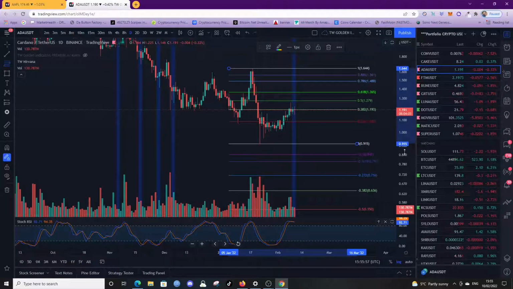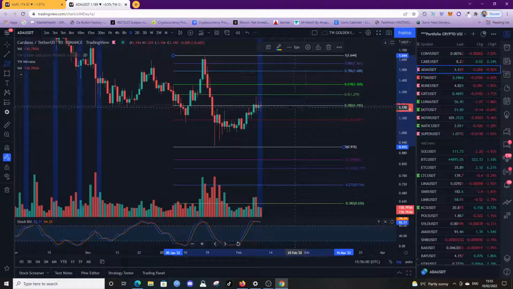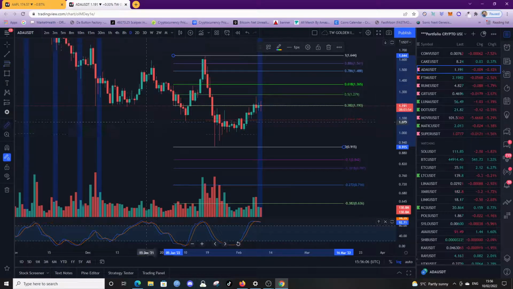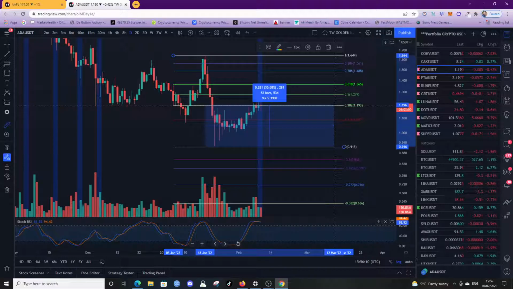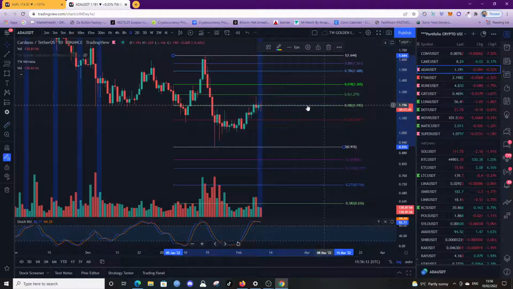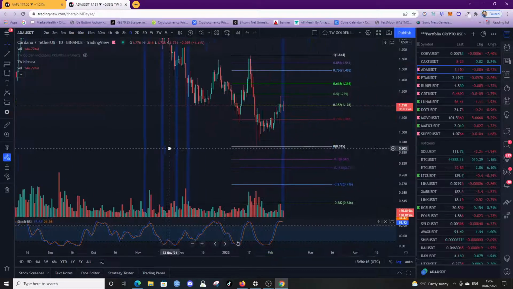Now, at the 38%, you can see where the sellers are coming. Now, they've already made profit. They bought down there. They've made 30% profit. So they'll be selling, taking profits, and looking to rebuy cheaper.